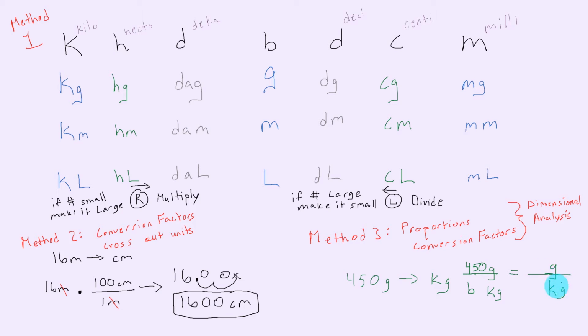But what about this other ratio off to the other side? Well, use your formula chart. Take a peek and ask yourself, how many grams are there inside of 1 kilogram? And you'll see that there are 1,000 grams to 1 kilogram.